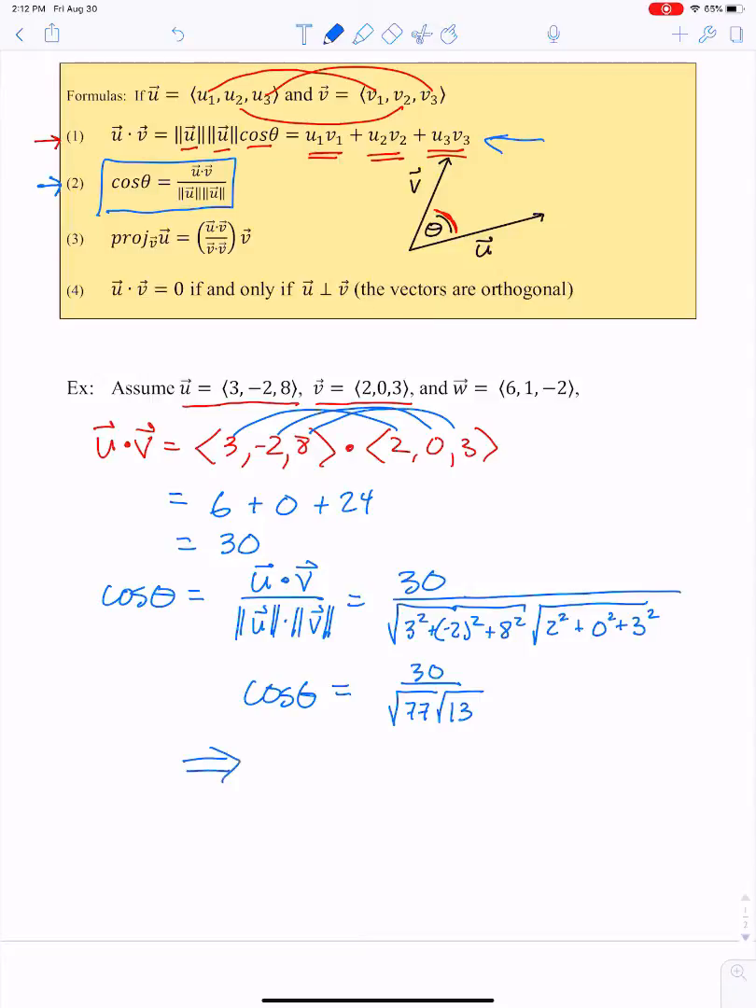So that tells us that theta is equal to the inverse cosine, or the arc cosine, of 30 over the square root, and you can make it 77 times 13 under 1 square root if you want. And that is equal to, in degree mode, approximately 18.5 degrees. Okay, so that summarizes the first two steps here.